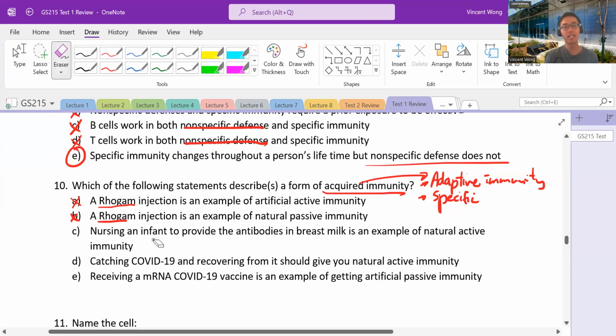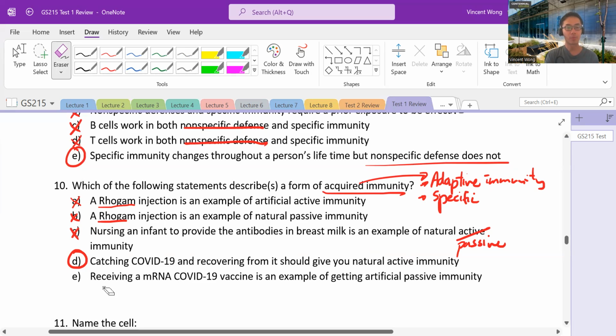Okay, nursing an infant to provide the antibodies in breast milk is an example of natural active immunity. That's not correct. It's supposed to be passive because the antibodies are transferred, right? The host, the baby, is not going to be the one who's making the antibodies. So that's why it's passive and not active. Catching COVID-19 and recovering from it should give you natural active immunity. That is the correct answer. Okay, if you naturally caught the disease, then it's natural. Okay, like nobody's going to deliberately get infected by it. Active because you have to make your own antibody, right? So that's the correct one.